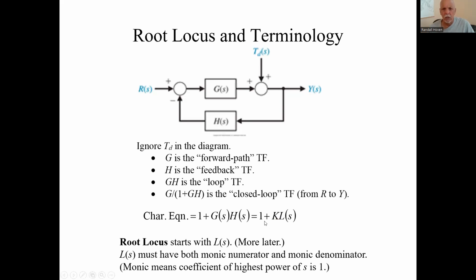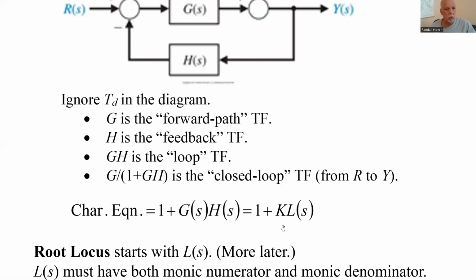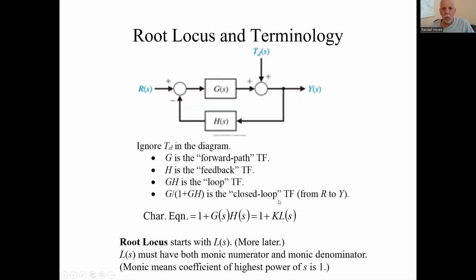it very much. Remember, root locus is all based on this K times L of S. L of S must be monic in numerator and denominator, and the root locus is where are the roots of the closed loop system as this K goes from 0 to infinity. The upfront work is coming up with this L.